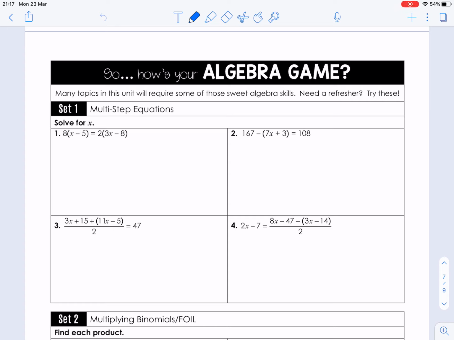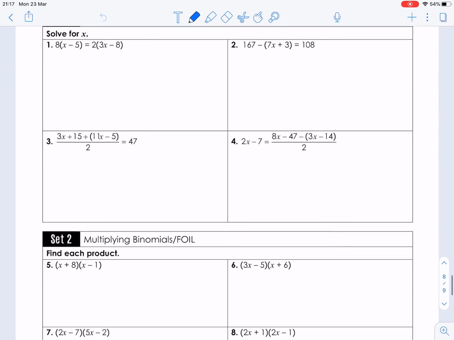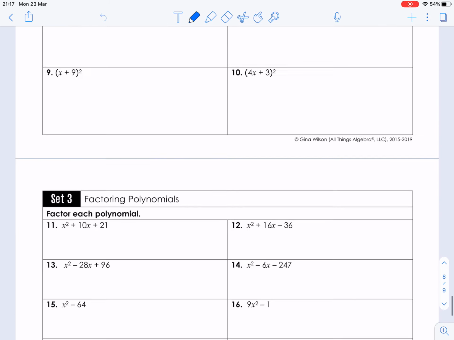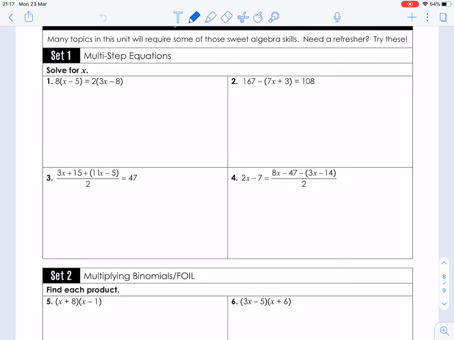And we're back. An important part of this section is to be able to know your algebra and know it well. So here we go. We're going to have to do a little bit of review. What I'm going to do is the evens, and then for homework, you're going to do the odds. So here we go. Number 2: 167 minus 7x plus 3.